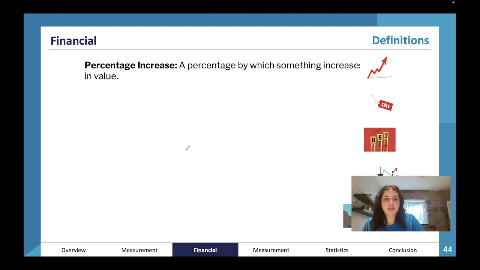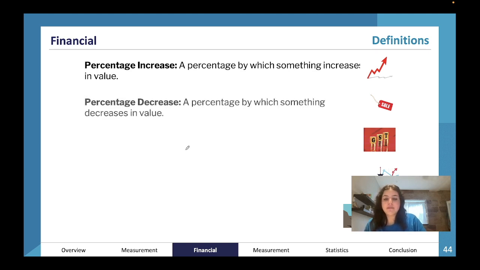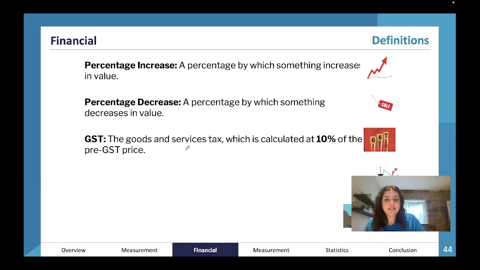All right, so some definitions. Percentage increase in financial, the percentage by which something will increase in value. Percentage decrease, a percentage by which something decreases in value. So if something's on sale, it's on a percentage decrease. If something's been marked up, it's on a percentage increase. GST is the goods and services tax. So everything that you buy has a 10% tax included called GST. It's just to basically tax the cost of goods and services.